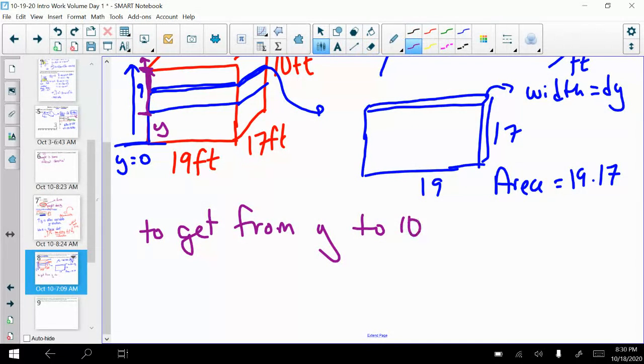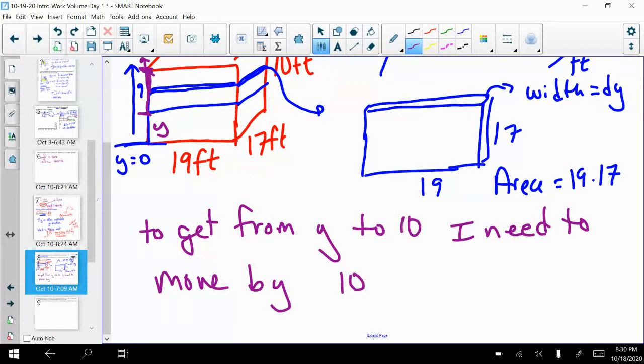So to get from y to 10, I need to move by 10 minus y, right? So if y is like 5, I would need to move 5. If y is like 4, I would need to move 6. If y is like 8, then I only need to move 2. So this 10 minus y is my distance.